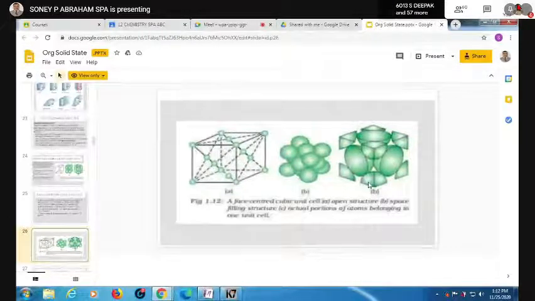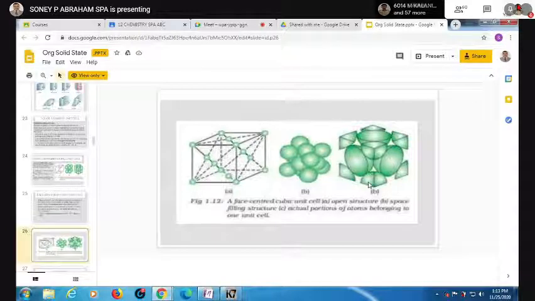Two unit cells can share one phase. So if you have an atom at the center of the phases, that atom will be shared between two unit cells, which means that the contribution towards a given unit cell from the phase center will be 1 by 2.